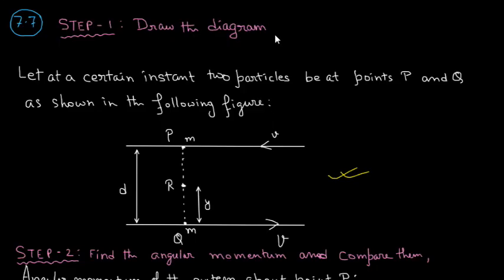So we'll solve this problem in steps. First step is to draw the diagram. Second step is to find the angular momentum and compare them. So let us draw the diagram as given in the problem, and we'll write the physical quantities which are known to us from the problem. So let at a certain instant two particles be at point P and Q as shown in the figure. One particle is at point P and the other particle is at point Q.